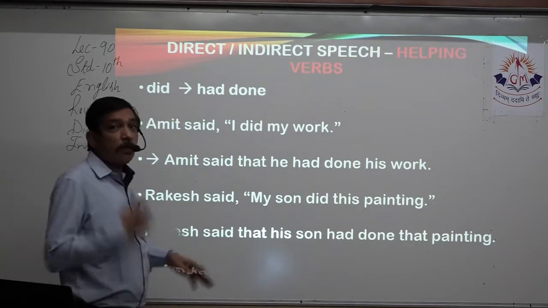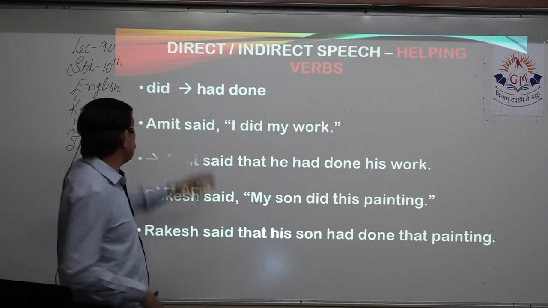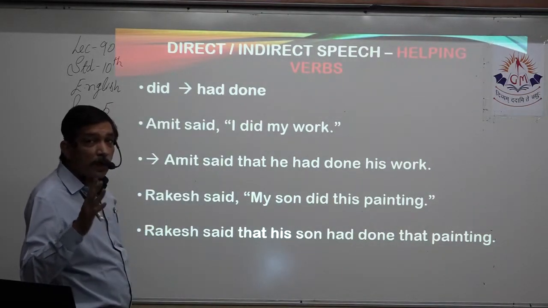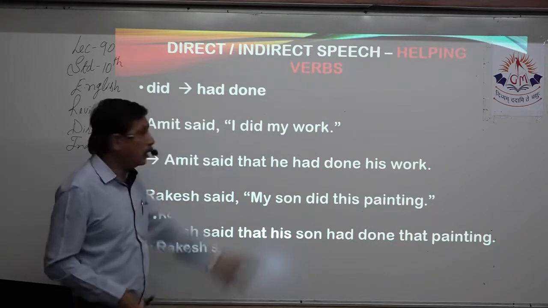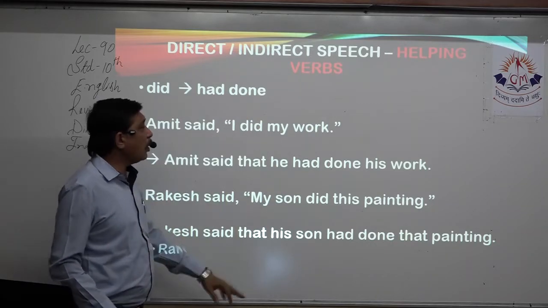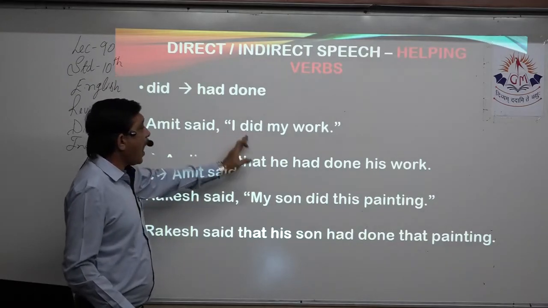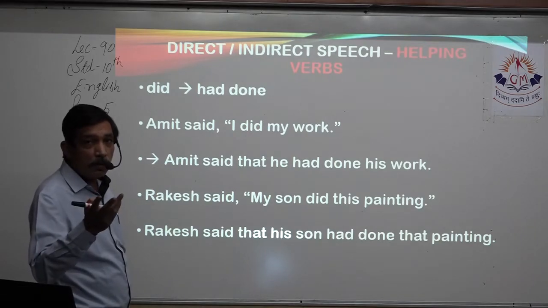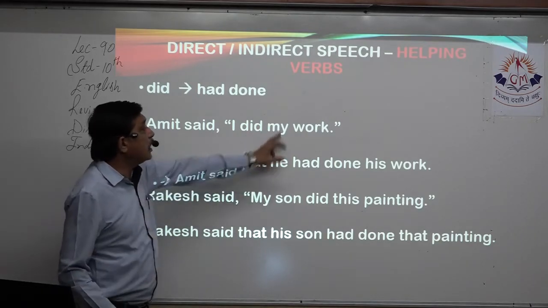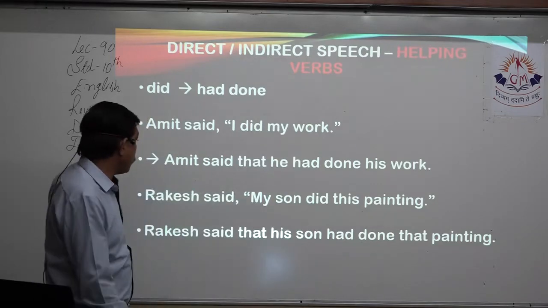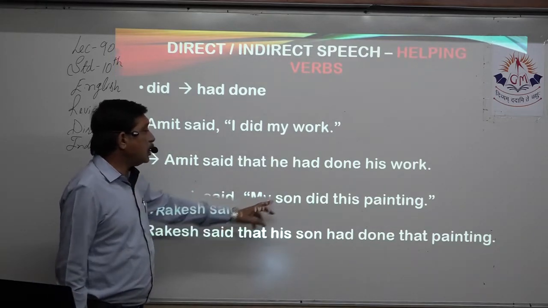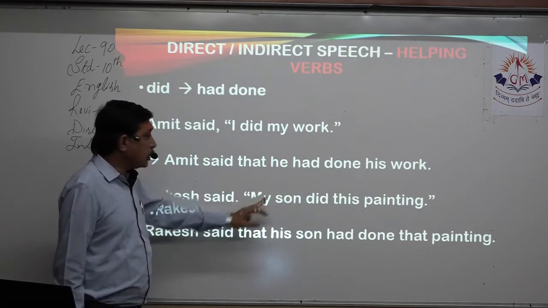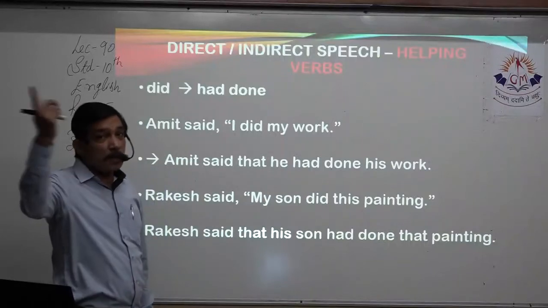Did is past tense, and past tense changes to past perfect. So had done. Did becomes had, and the past participle of the do form, that is done. So had and done. Amit said, "I did my work." Amit said that he had done his work. My is a pronoun; change it to person. So I becomes he, and in the same way my becomes his. Rakesh said, "My son did this painting." Rakesh said that his son had done that painting, where this becomes that.